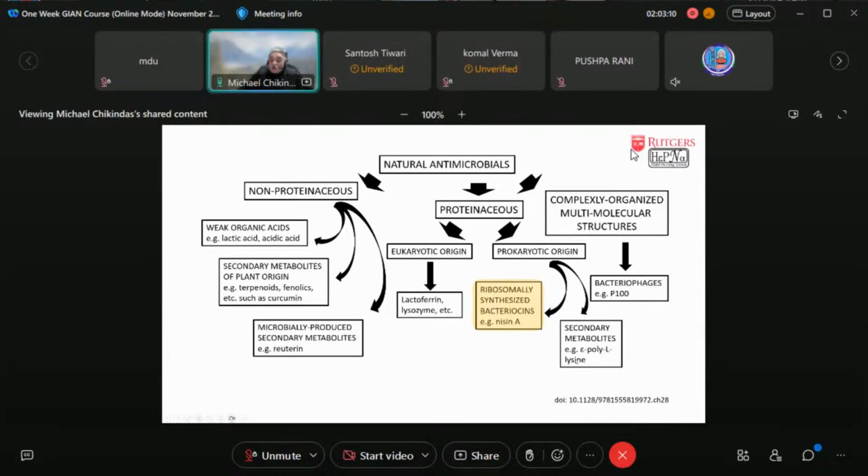But of microbial origin, I mentioned polylysine, right? And it has GRAS status for several applications, by the way, affirmed by the FDA. Ribosomally synthesized bacteriocins, and nisin A is one of the examples.